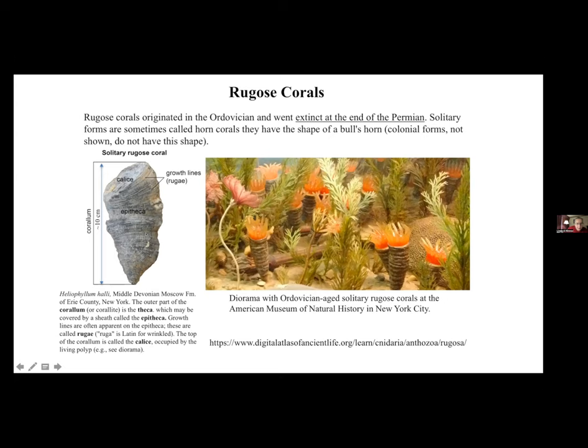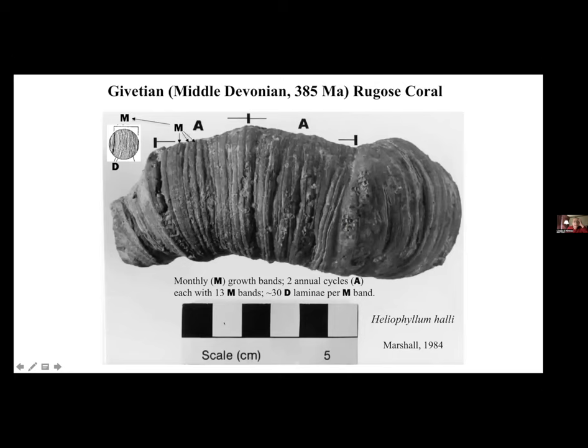So what you can see here is that there are these lines indicating the growth lines as it grew upward, and every once in a while it will change orientation. Presumably, it was moved during its lifetime, and so it kept on going towards the sun. This is a bigger photograph showing a rugose coral on its side.